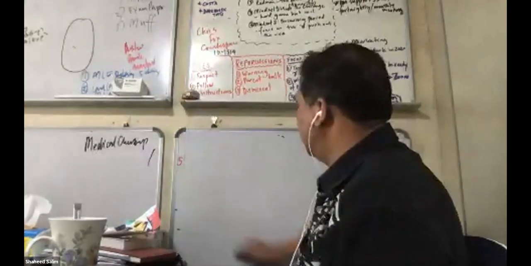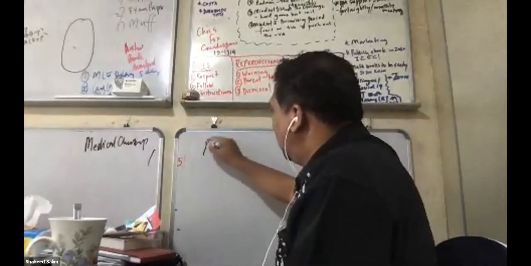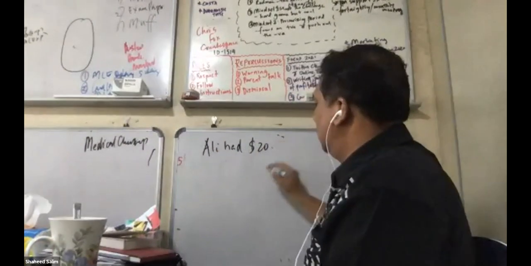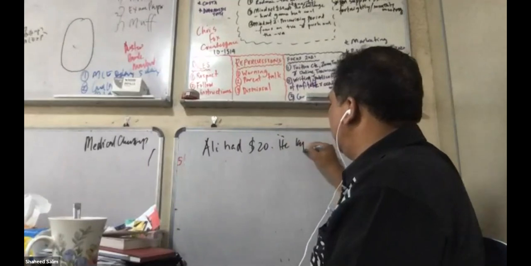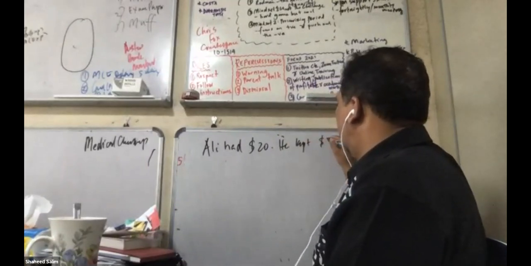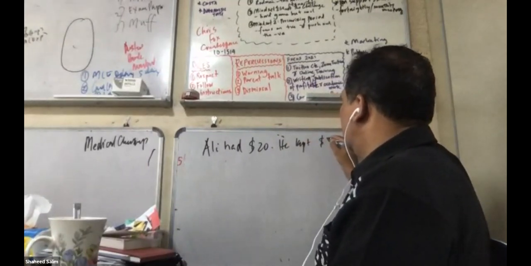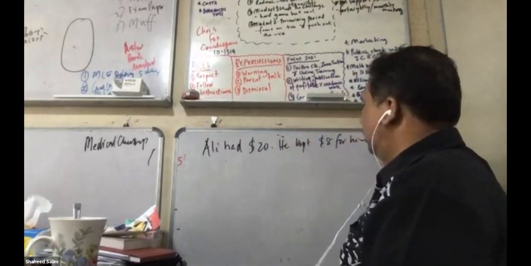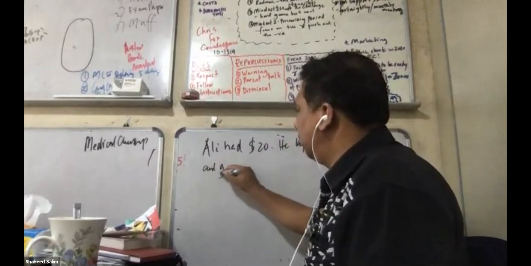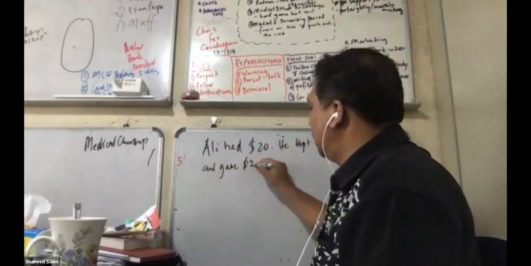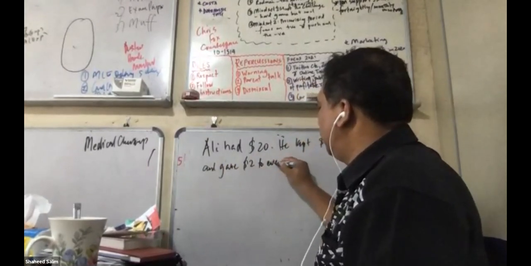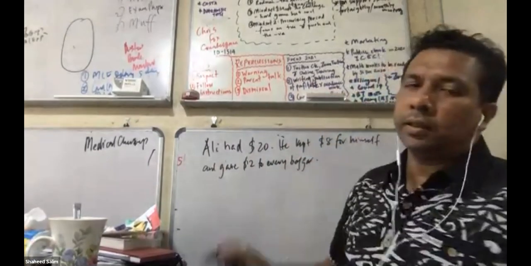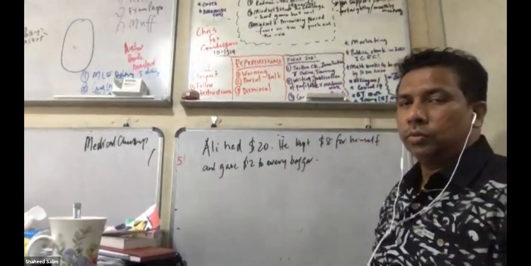We do this one. Ali had $20. He kept $8 for himself and gave $2 to every beggar. How many beggars did he give the $2 to?